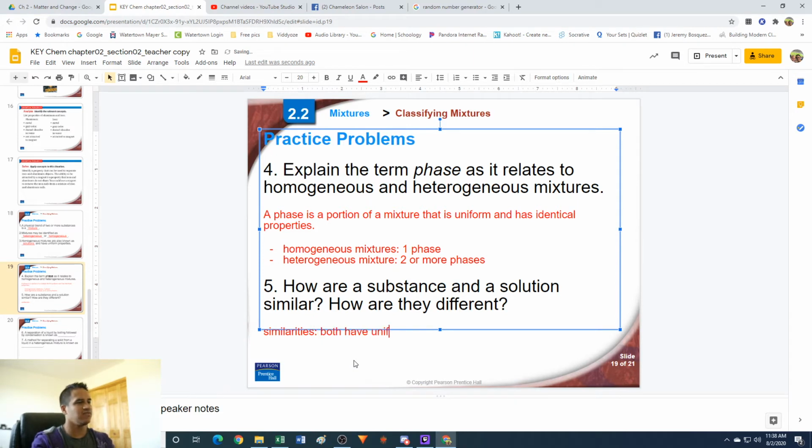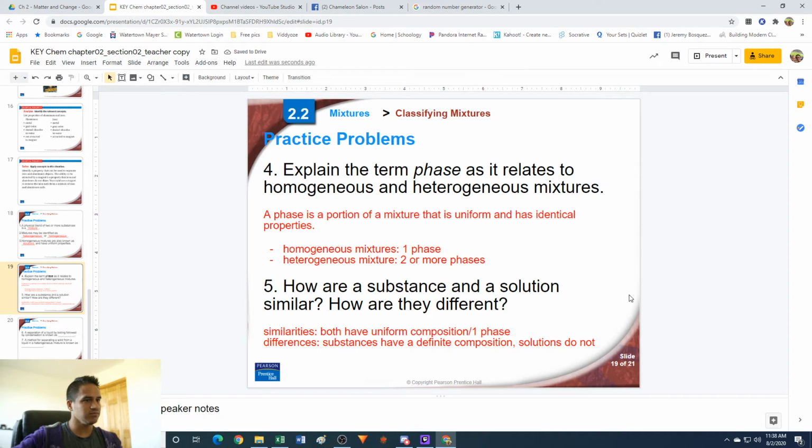Similarities: both have uniform composition, one phase. Differences: substances have a definite composition. Solutions do not. Okay, that's the difference. So it's a little bit tricky, but with practice, you'll get better, okay?